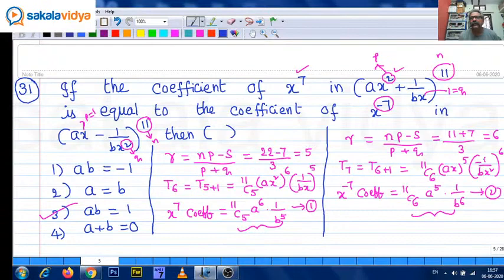Here see, minus 1 to the power of 6 is plus 1 only, not minus 1. (−1/(bx²))^6 is actually minus 1 to the power of 6, plus. That's why there is no chance of getting a negative value.